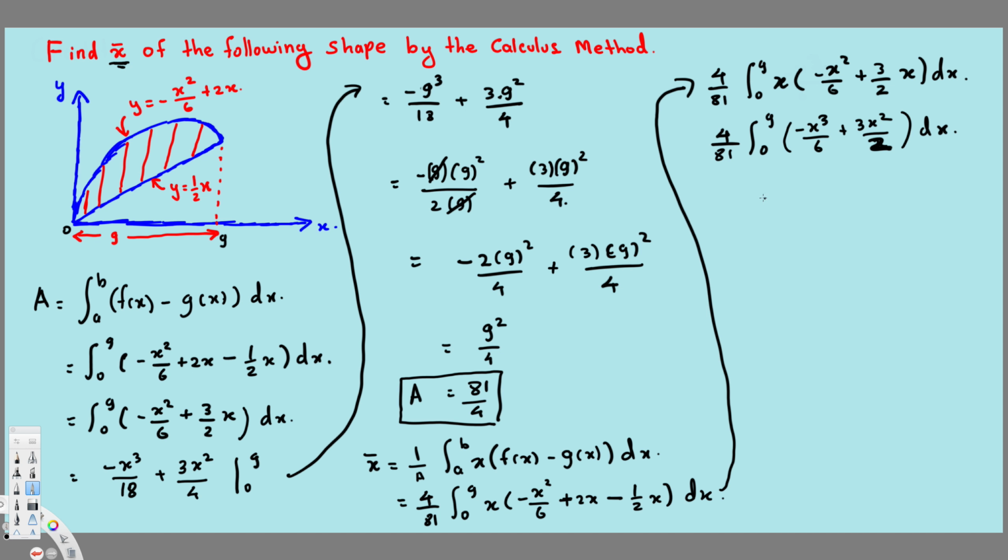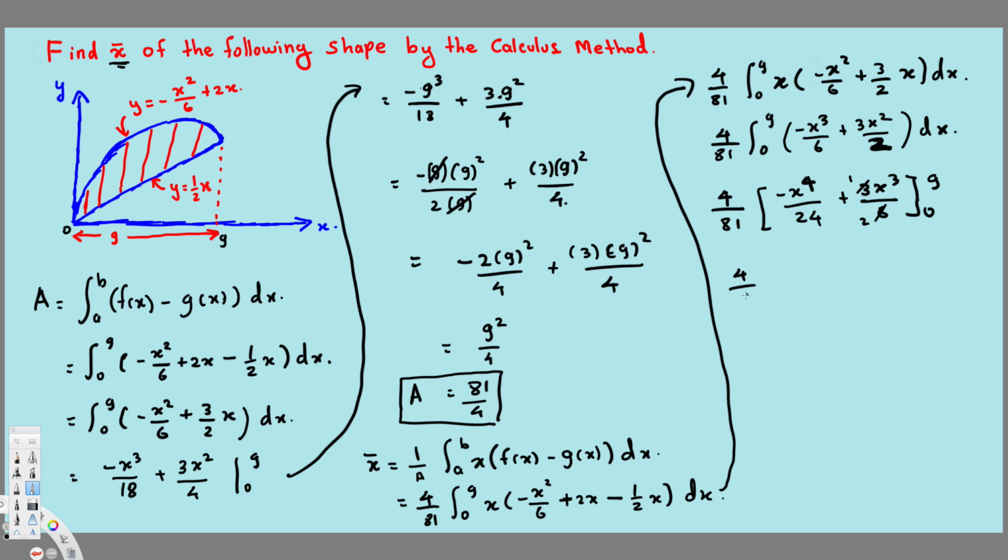Now we can integrate this one. If we do the integration, this is going to give us 4 over 81 negative x power 4 divided by 4 times 6, that's going to be 24, plus 3x cubed divided by 3 times 2, that's going to be 6, going from 0 to 9, right? So let's substitute the 9. Before I do that, maybe I can cancel this one, 1, 2, right? So we have this one right here. So let's do the substitution.